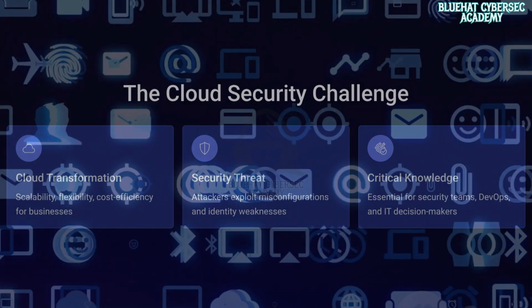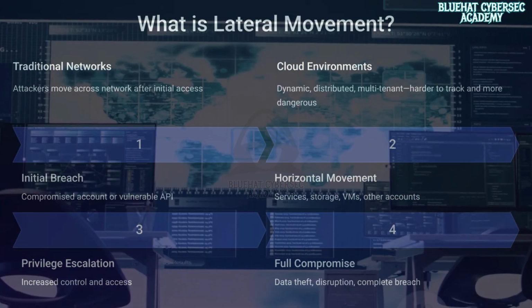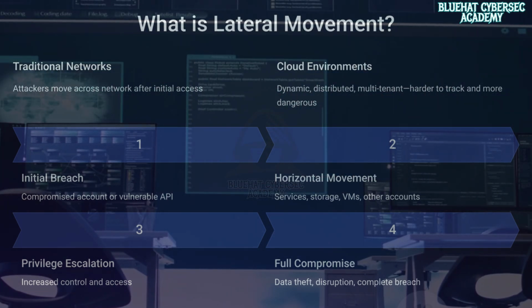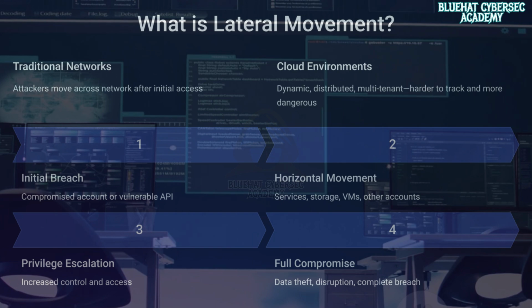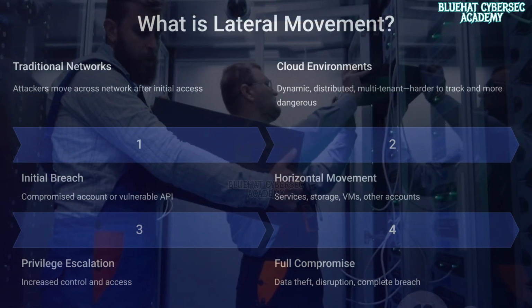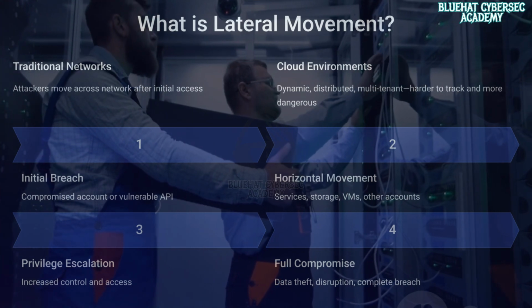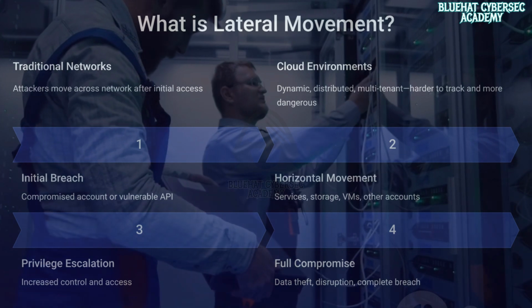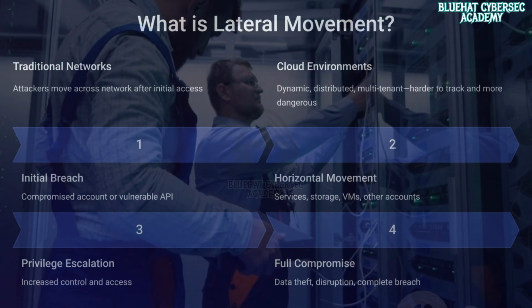What is lateral movement in the cloud? In cybersecurity terms, lateral movement is when an attacker moves across a network after gaining initial access, aiming to reach more sensitive resources. But the cloud is different from traditional networks. Cloud environments are dynamic, distributed, and multi-tenant, which makes lateral movement harder to track and potentially much more dangerous.